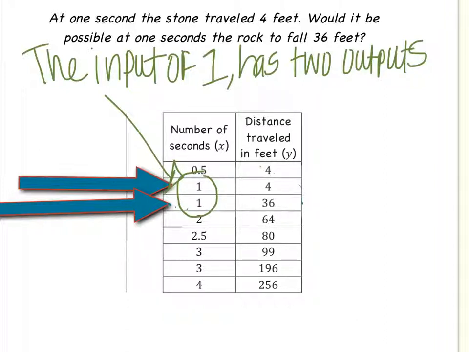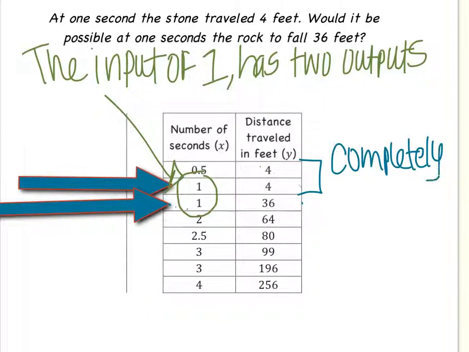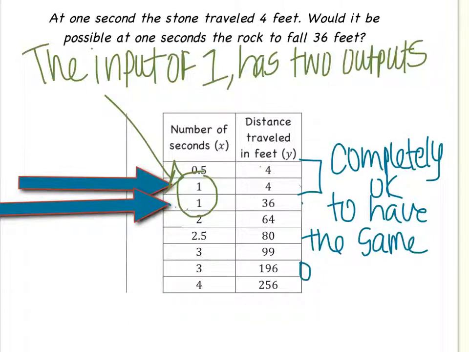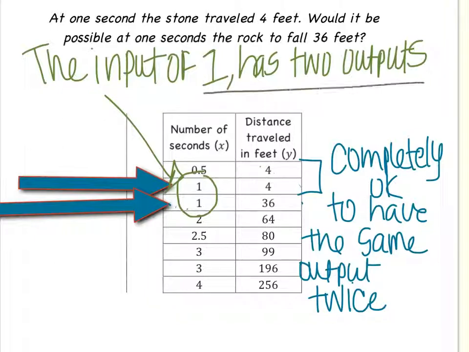So if I ignore the x's, if I look on the y side, notice how I have 4 and 4 for feet traveled. Isn't that possible, that at 0.5 seconds you're at 4 feet, and then when you moved up to 1 second, you didn't move at all? So it's completely okay to have the same output twice. However, when you have an input with two outputs, it's no longer a function.